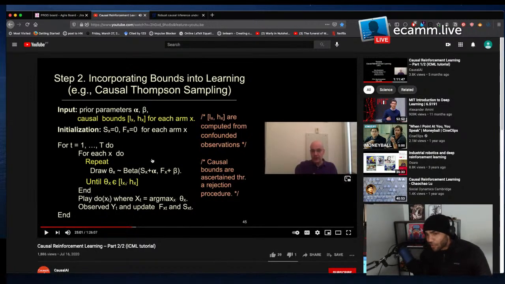Great, so let's walk through this. This is causal Thompson sampling. He's defined some bounds. Thompson sampling is choosing actions based on the probability of being the optimal action. Okay, so maybe this is a binary outcome. So we sample from this beta distribution.